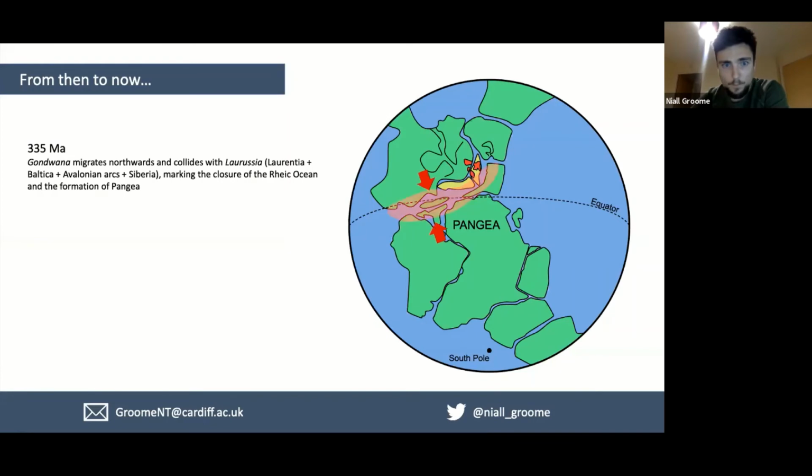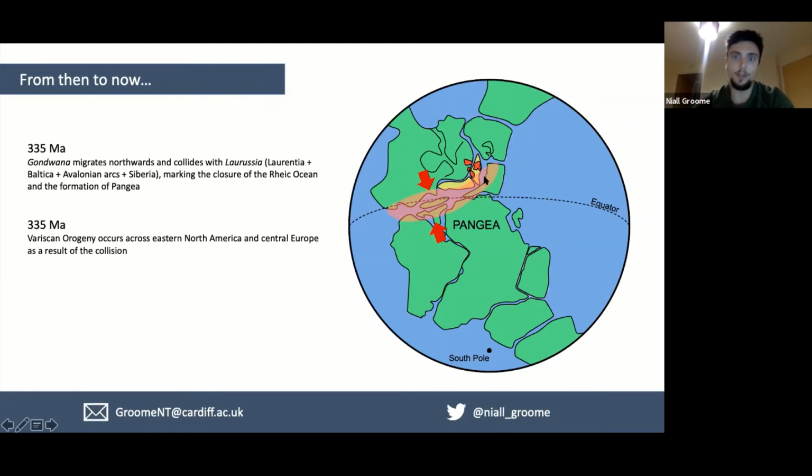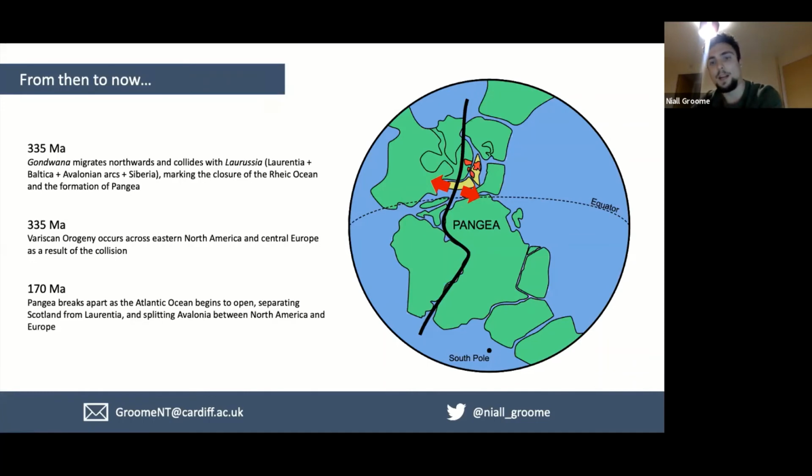And then we have a collision, which causes the Variscan orogeny, which, as I mentioned earlier, obscures a lot of southern England in terms of the geology and the relationship between Avalonia and Cadomia, but occurs again across Europe and across eastern North America. And then eventually we have the split of the Atlantic Ocean, which brings us essentially to where we are today, roughly.